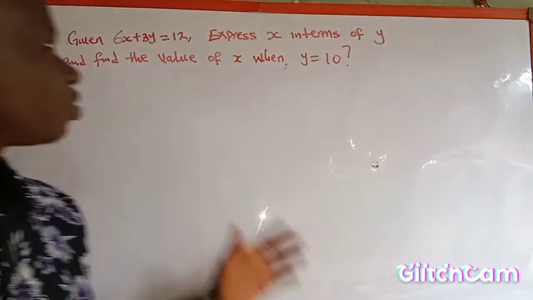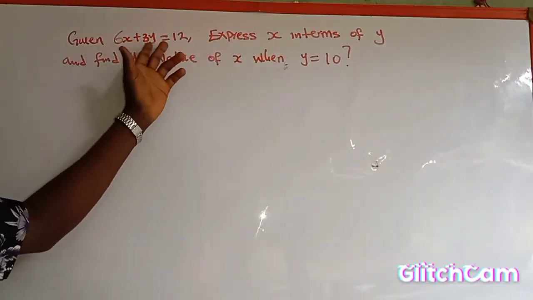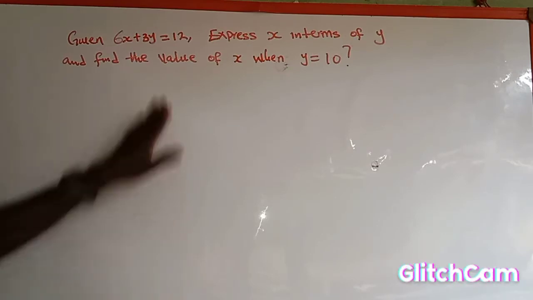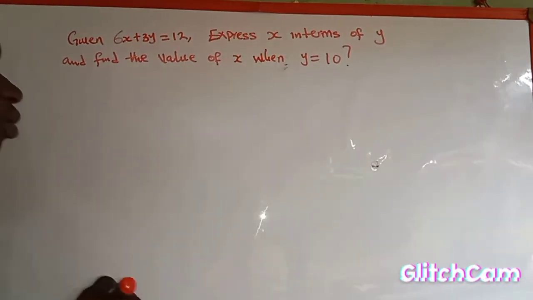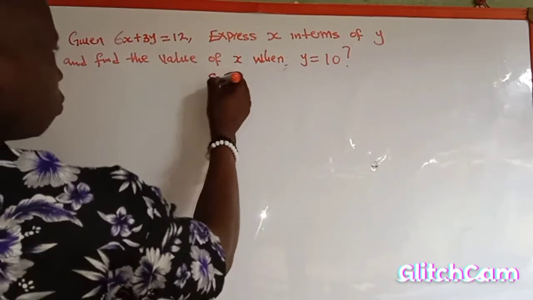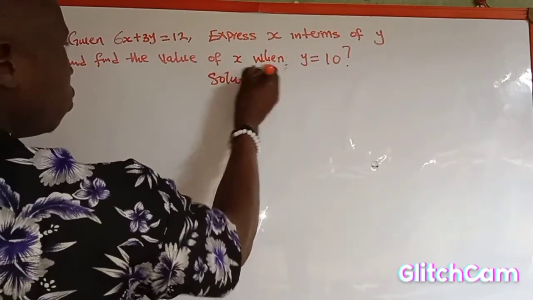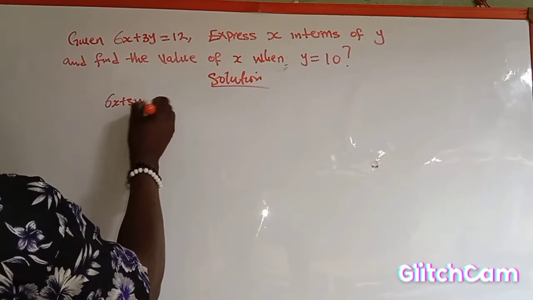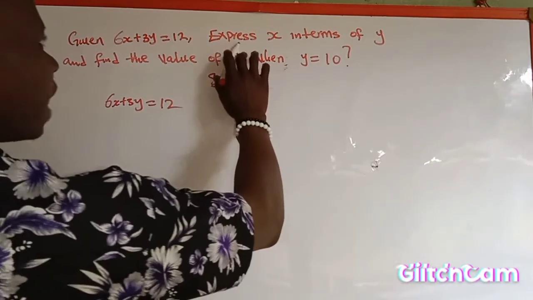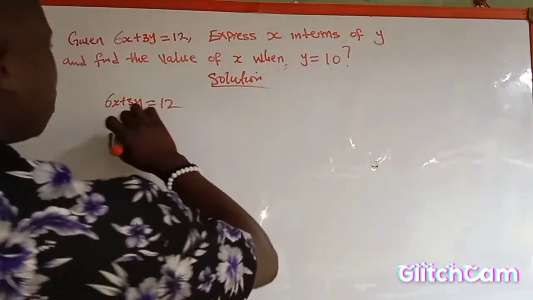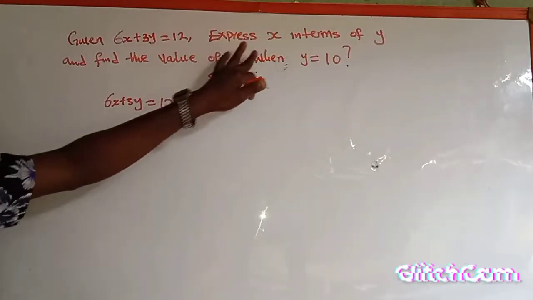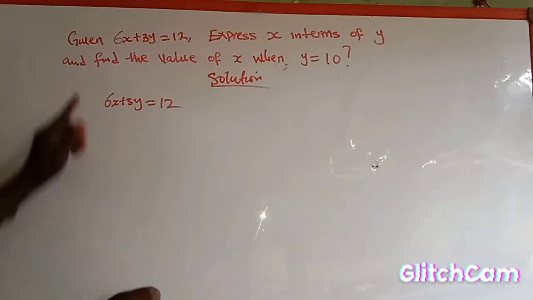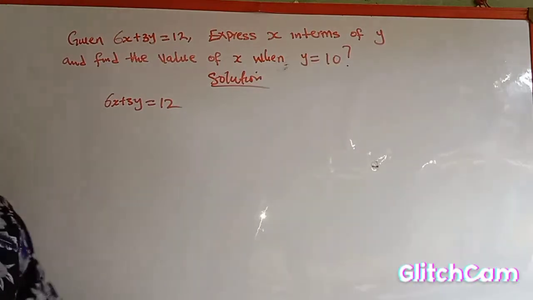So the question on the board says, given 6x plus 3y is equal to 12, express s in terms of y and find the value of s when y is equal to 10. So this question is simple. I'll start by saying solution. So the first one says, given 6s plus 3y which is equal to 12. And we're asked to express s in terms of y, meaning making s the subject of the formula. Then find the value of s when y is equal to 10.